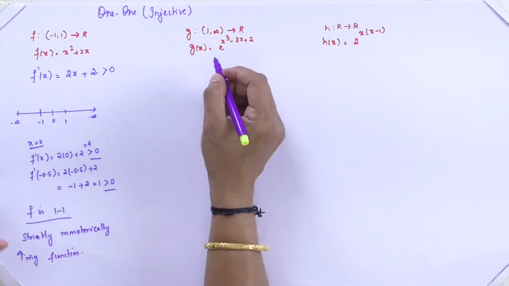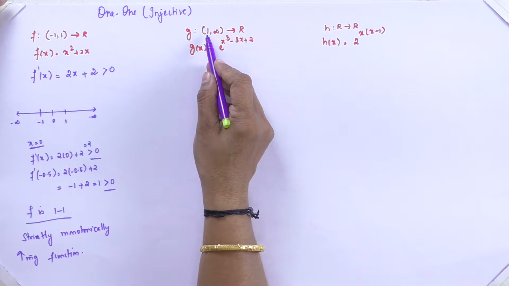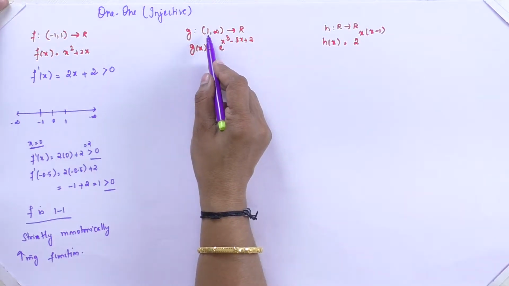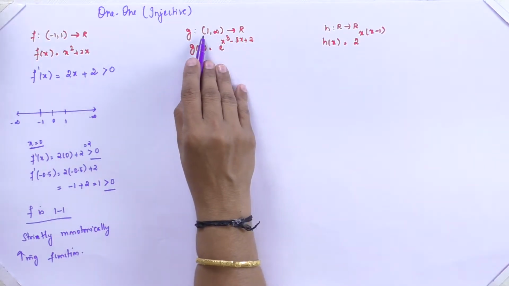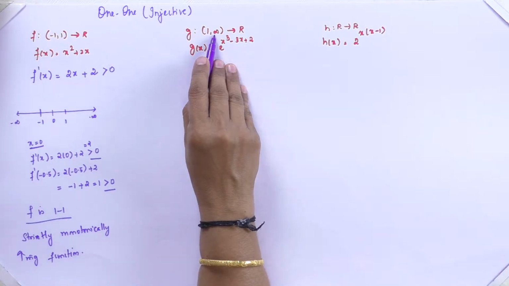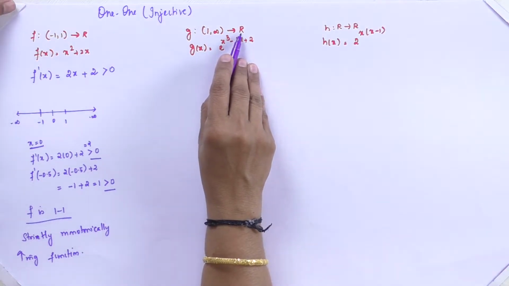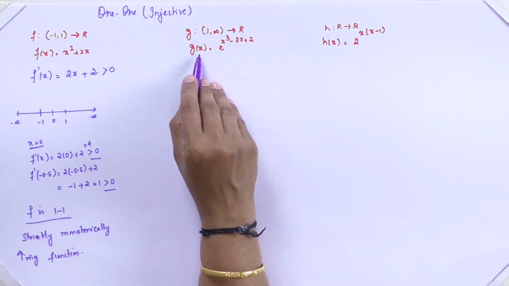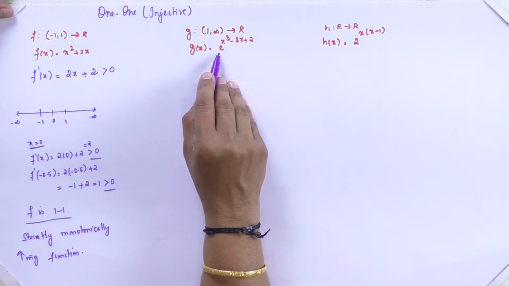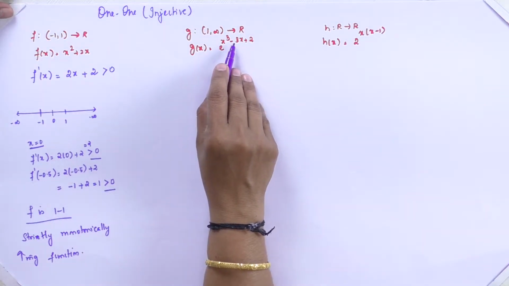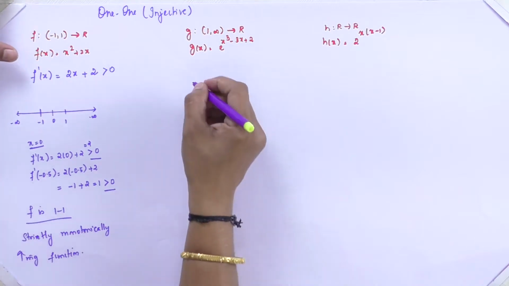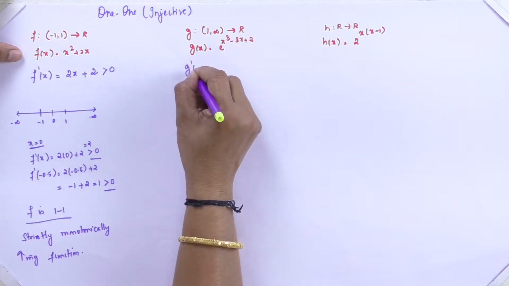And next I have a function g from 1 to infinity, which means that the domain takes elements from 1 till infinity, and it should map to all the real numbers. The function is defined as g of x is equal to e raised to the power of x cube minus 3x plus 2. Let me first find out what g dash of x is.